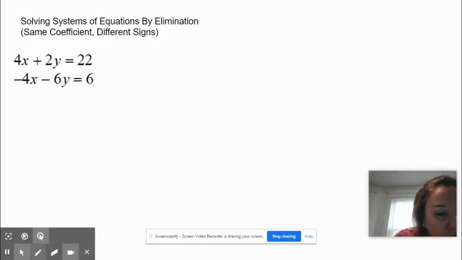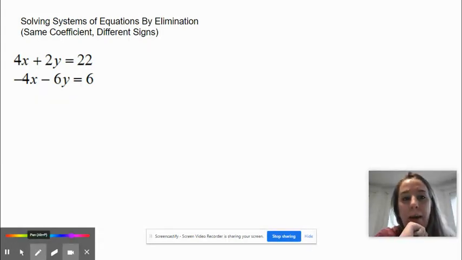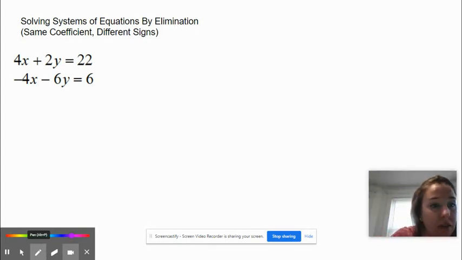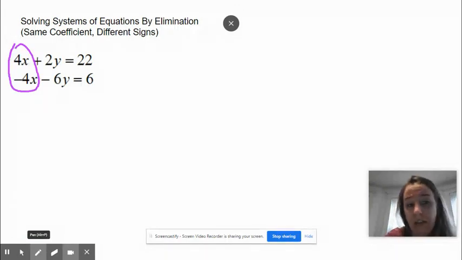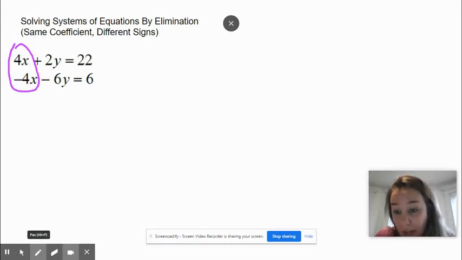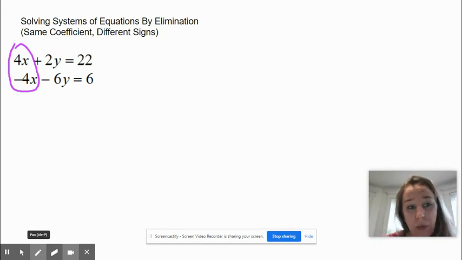Okay. So, systems of equations by elimination, where if you take a look right here, we have the same coefficient, which means the number before the letter. So 4, and different signs. One is a positive, one's a negative. That's always what we're going to need. In future videos, we'll talk about what to do when we don't have that. But in this video, we have that. So let's see what we're supposed to do.